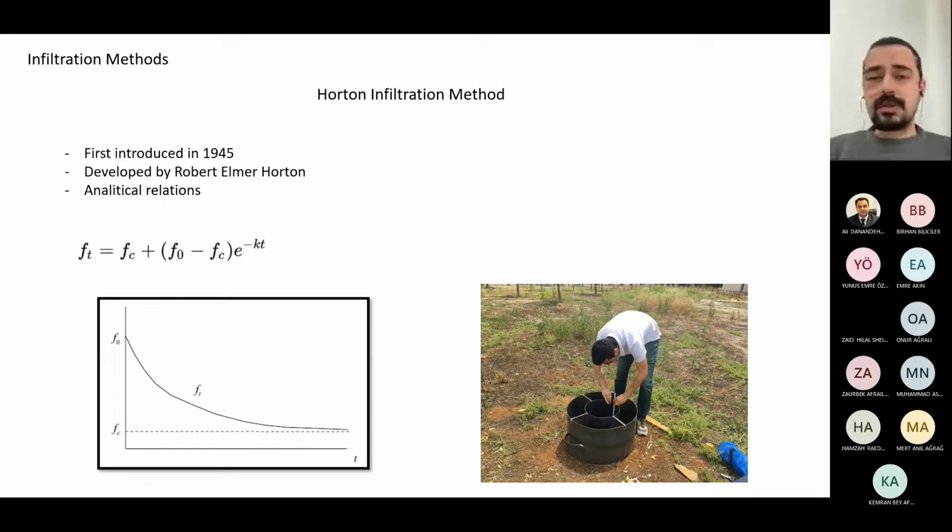There are different infiltration methods I mentioned, and probably you saw them in the lectures also. This is the Horton infiltration method. Basically, if you know the maximum infiltration rate when the soil is bone dry, you will face the saturated infiltration rate, the lowest one, when the soil is saturated with water.